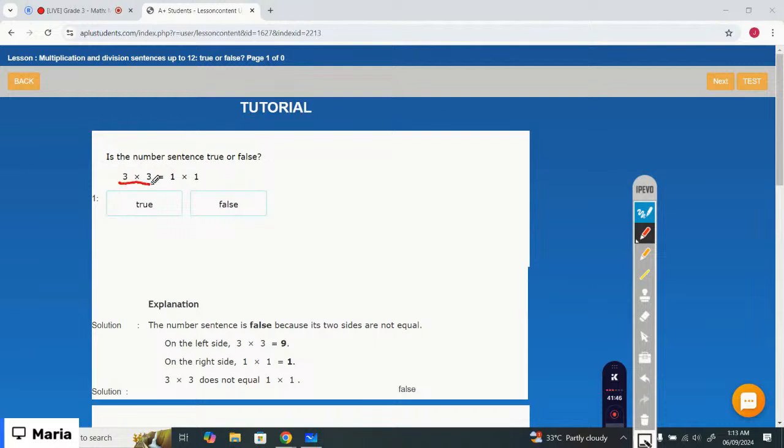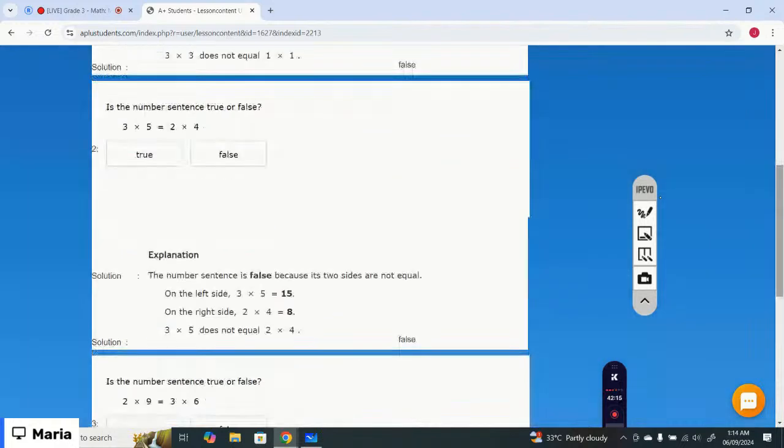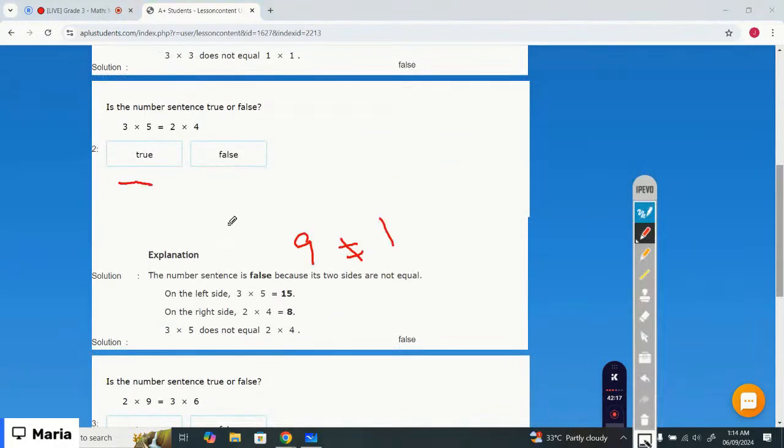So let's see. Here you have 3 times 3, right? 3 times 3 is 9. And here you have 1 times 1. 1 times 1 is 1. 9 is not equal to 1, right? That means 3 times 3 is not equal to 1 times 1. So false it is. So the correct option is false it is, right? In this case, you have to solve both sides and see if they are equal, then that is true. If they are not equal, then that is false, right?